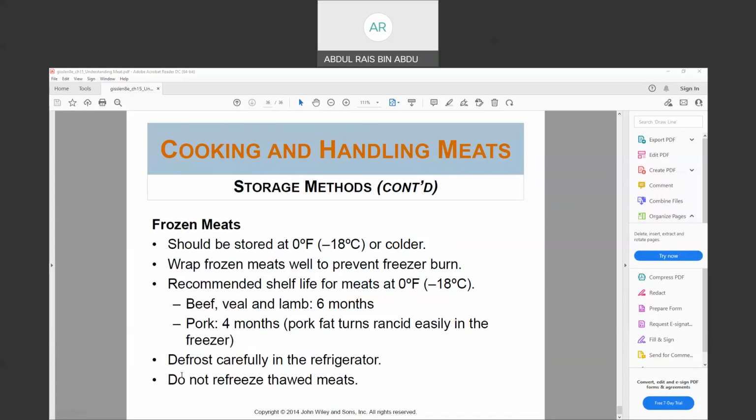Defrost carefully in the refrigerator and do not refreeze thawed meat. When you have taken the meat out, thaw it at room temperature, and use it for cooking. Do not thaw the meat and then keep it back. It will not sustain its freshness, meaning the shelf life is already spoiled.